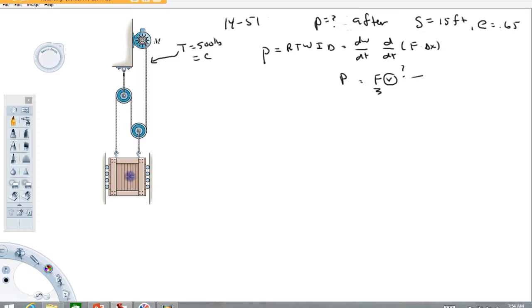Imagine this being position 1. I'm just going to put a dot for the box. And then position 2 is after this box has moved up some certain distance. I'm actually going to go back and I'm going to call this position 2, and I'm going to call position 1 down here somewhere. And the box has moved 15 feet.